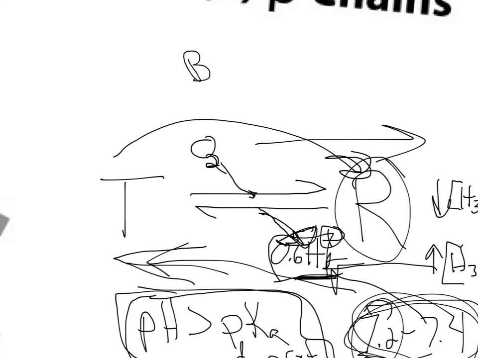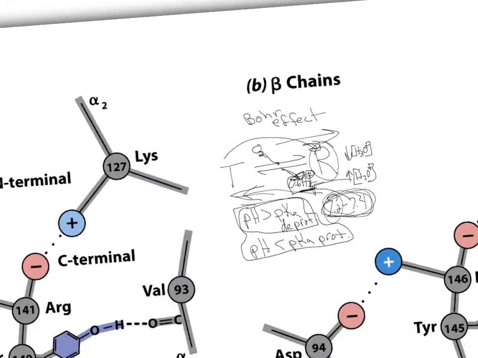It's called the Bohr effect. It's the effect that says lower pH lowers the binding affinity of oxygen. High pH increases the binding affinity of oxygen. So let's investigate this a little further.